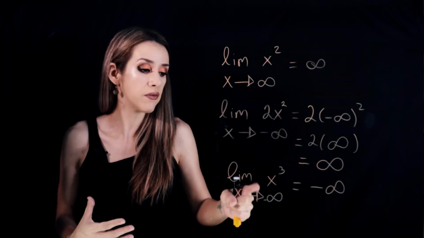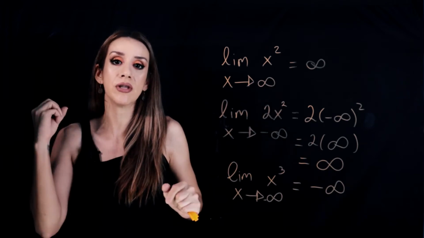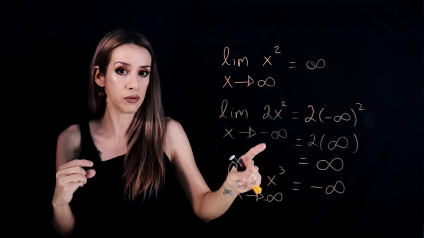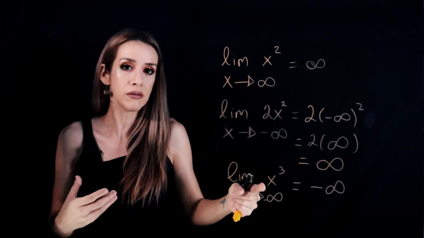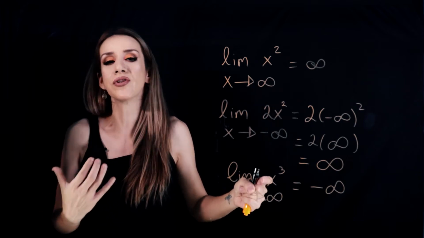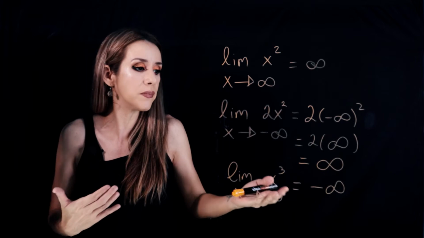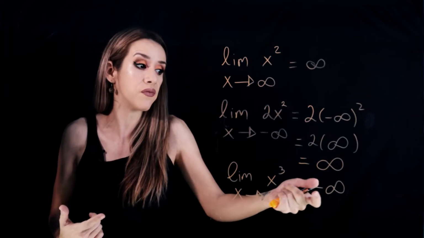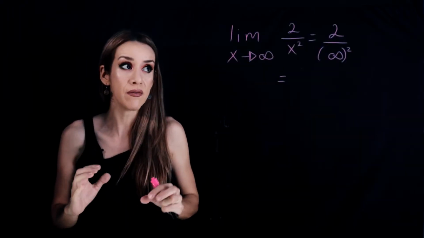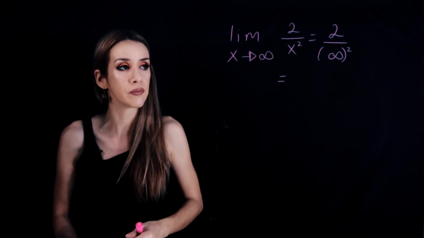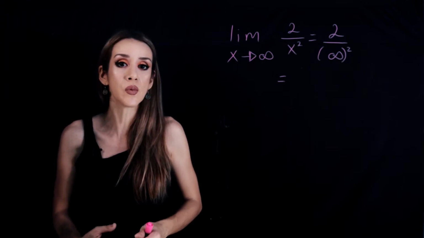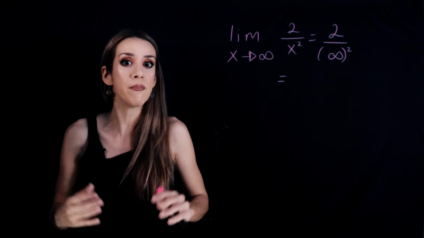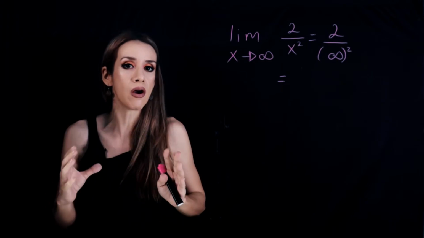Well, how about this limit? In this case, we have a very large negative number raised to the third power. The result, well, is another very large negative number, right? So we represent that with this negative infinity. In this case, we have a very interesting situation. Why? Because in this case, we are dividing a number by a very large value.